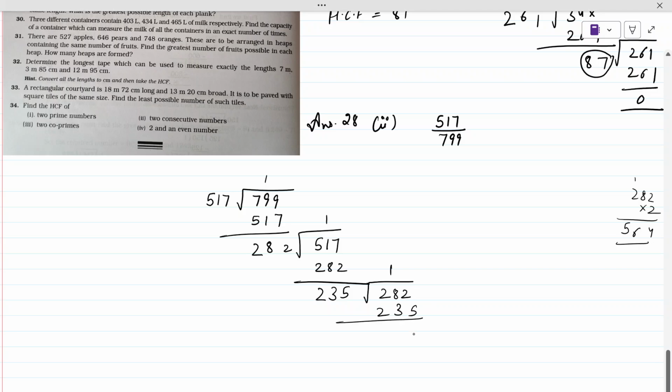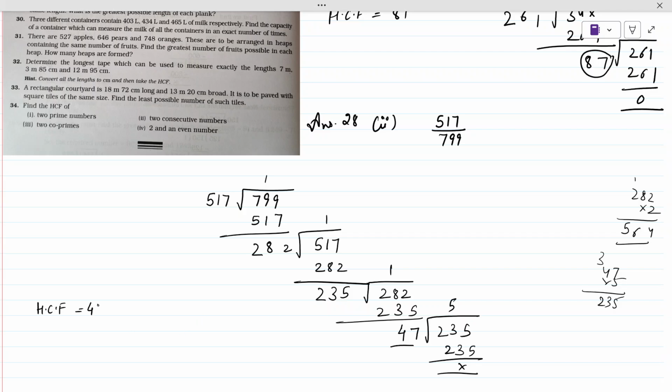12 minus 5 will give us 7. 7 minus 3 will give us 4, right? And then 235. So let's try 47 with 5. 5 into 7 is 35, 5 into 4 is 20, and 3. So this is completely divisible with this dividend. So that means we have highest common factor as 47 here.